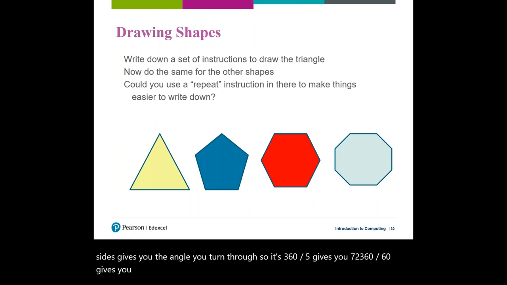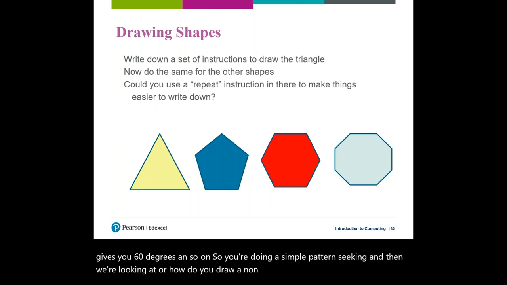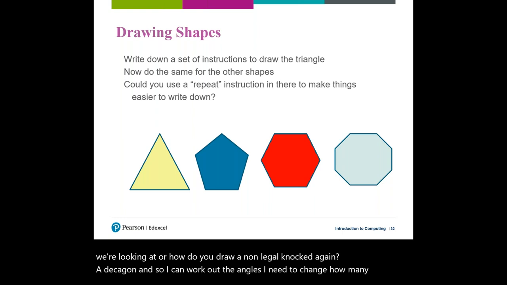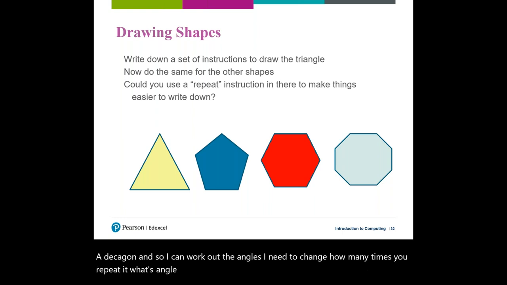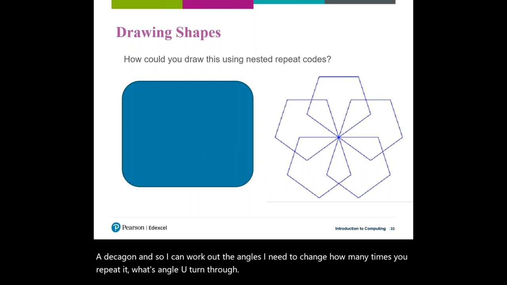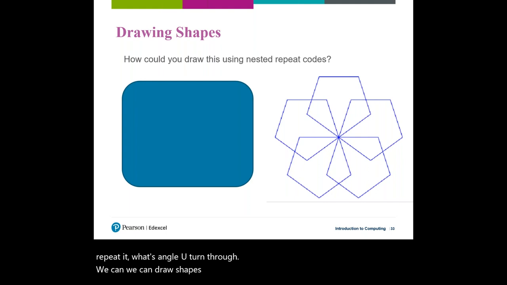So you're doing simple pattern seeking, and then we look at how you draw a nonagon or an octagon or a decagon and so on, and they can work out the angles they need. How many times do you repeat it? What's the angle you turn through? We can draw shapes, and this is actually then using Scratch to do that.